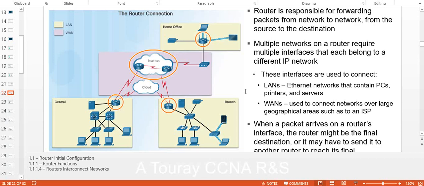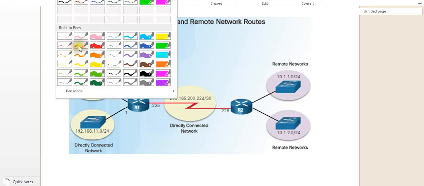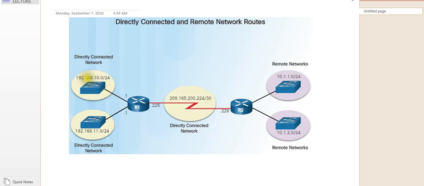Okay, so what are routers responsible for? Like I said, they forward packets from network to network, from the source to the destination. So you can have multiple networks in a router that require multiple interfaces that each belong to a different subnet. Now, in a situation like this, let me look at that. I'm going to have to take a drawing book and try to draw something, so that you guys can see.